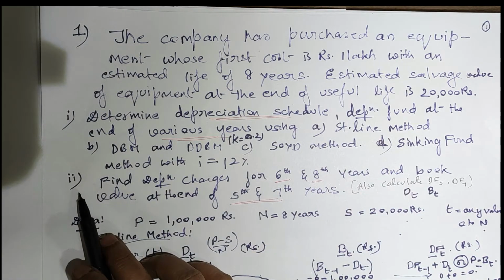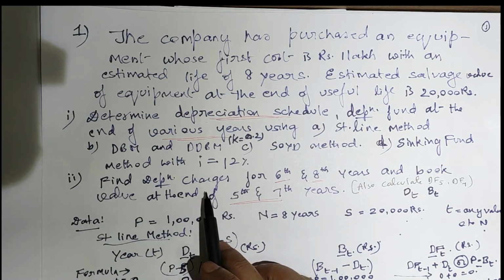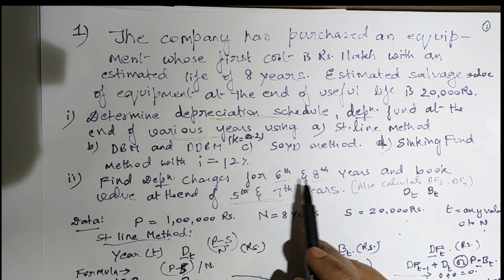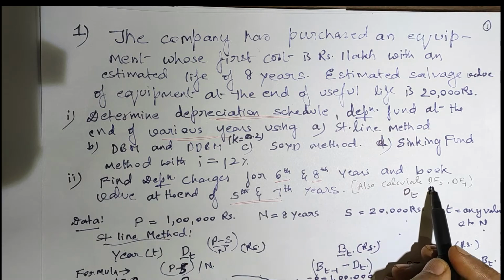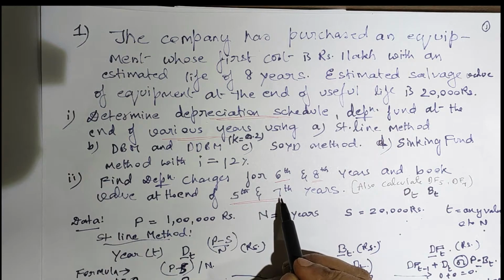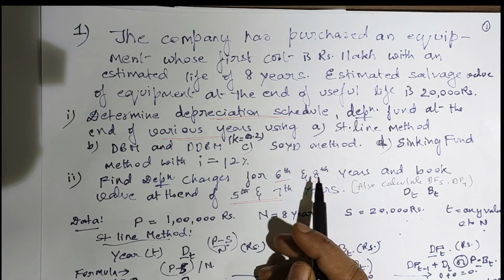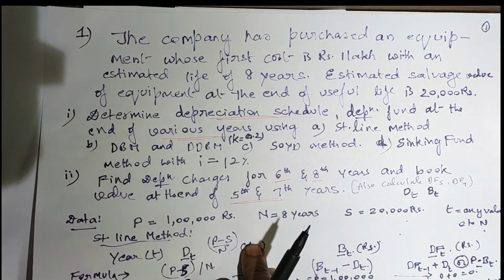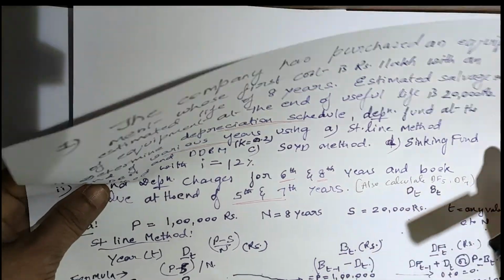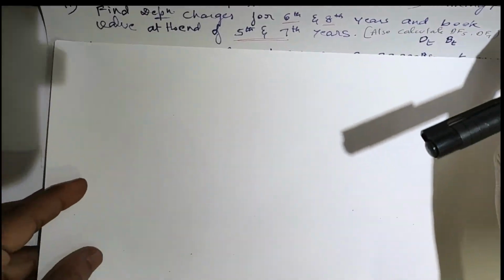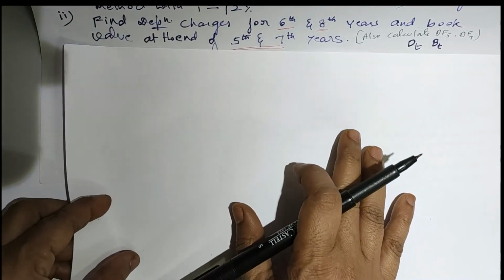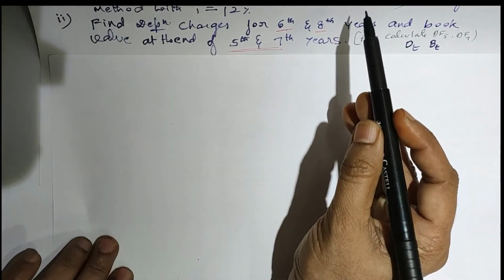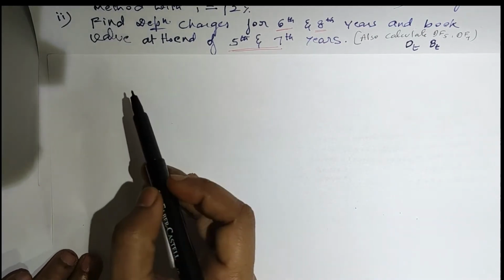So we'll go to the second bit wherein we have to find out the depreciation charges for individual years 6th and 8th and book value and depreciation fund for 5th and 7th years. When individually it is asked for 1 or 2 years, rather than going for table form, there is another method to solve it using direct formulae. The first two methods, straight line method and DBM method, I already explained in the previous videos.